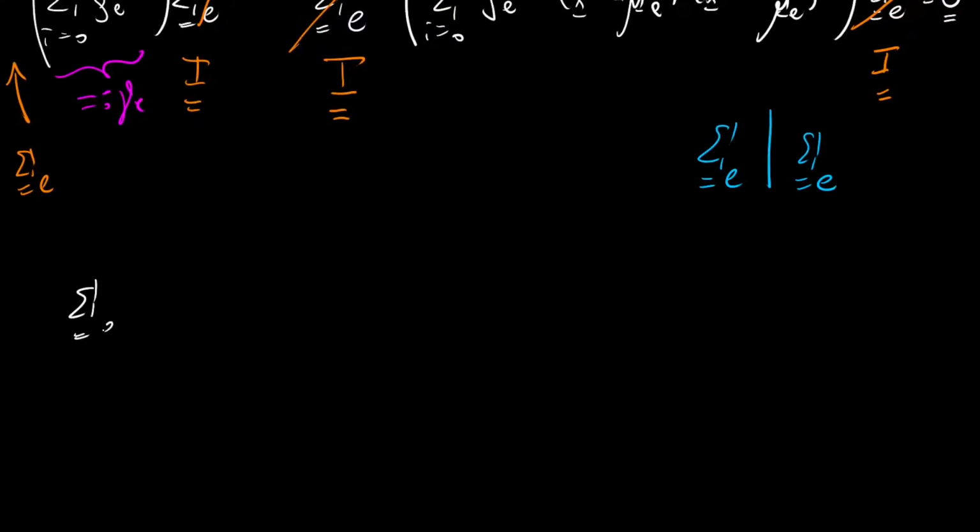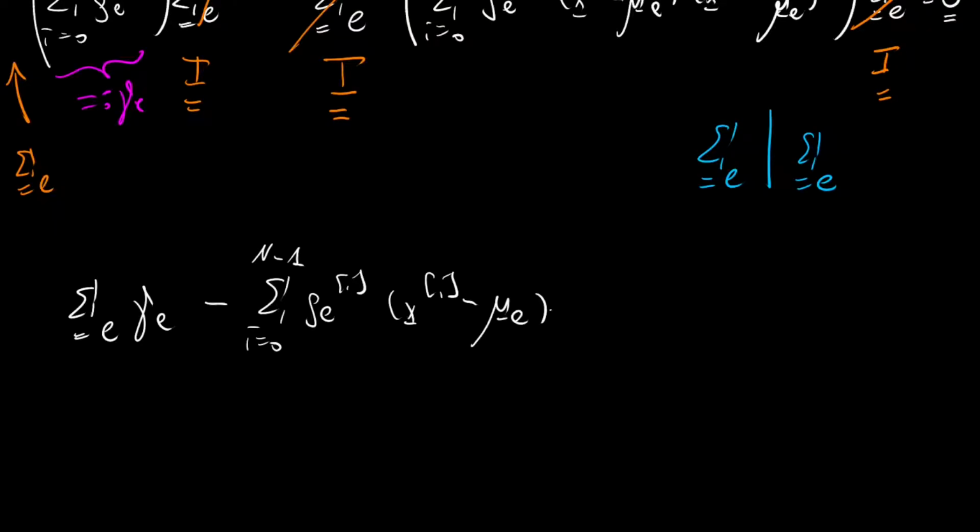So let me note this down in the format we have right now. We have that sigma E times gamma E minus the summation from i equals 0 to capital N minus 1 over rho E,i times (x_i minus mu E) times (x_i minus mu E) transpose has to be equal to the zero matrix.